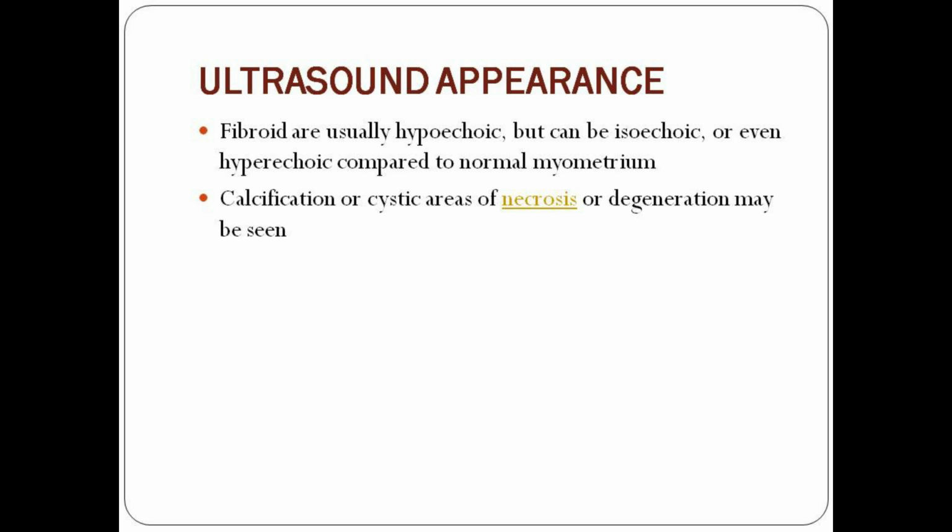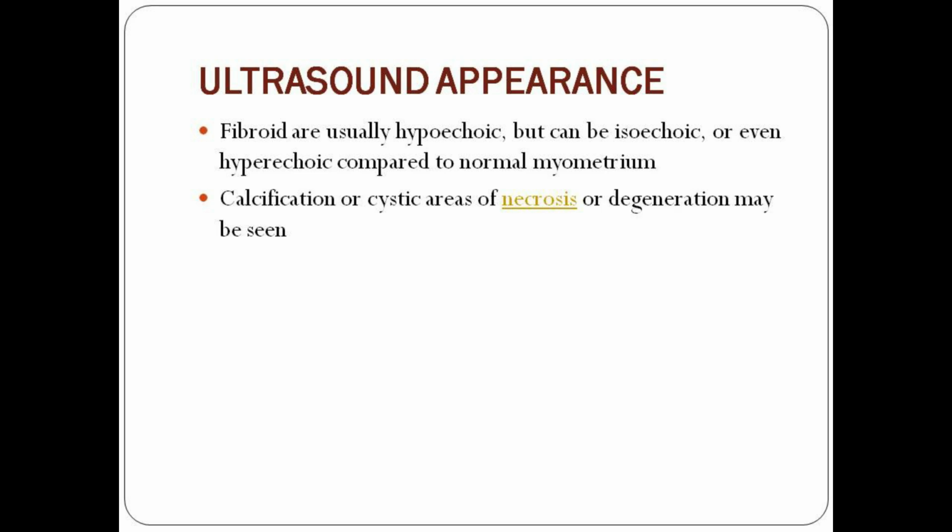Now coming to the ultrasound appearance, fibroids are usually hypoechoic, but these can be isoechoic or even hyperechoic compared to the normal myometrium. Calcification or cystic areas of necrosis or degeneration may be seen within a fibroid, but it is not necessary.